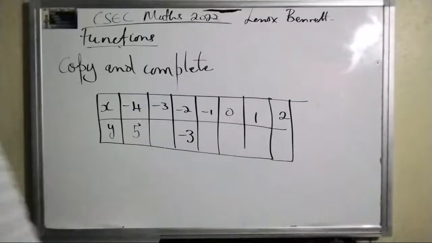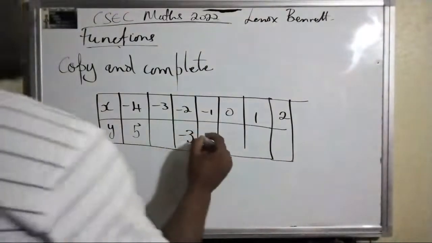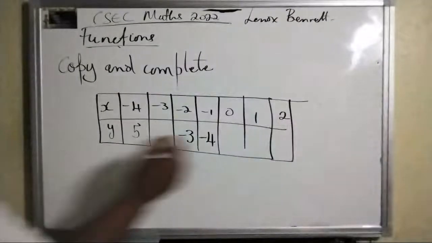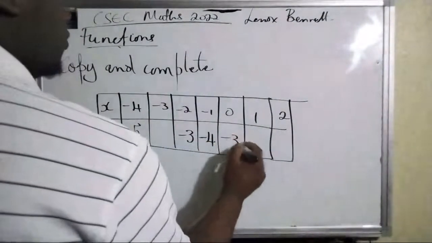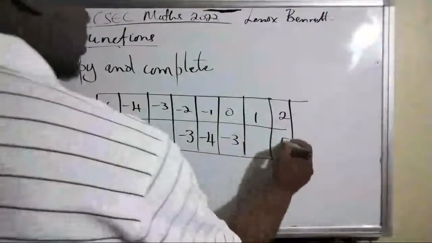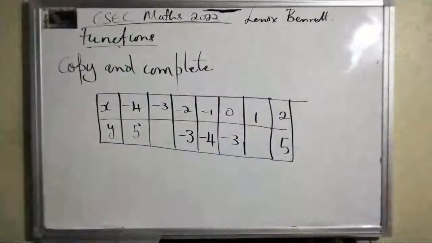And then negative 1 gives us negative 4. And 0 gives us negative 3. Let me see for 1. They didn't give us for 1. And 2 gave us 5. So only 2 they asked us to find, and this was the equation x squared.